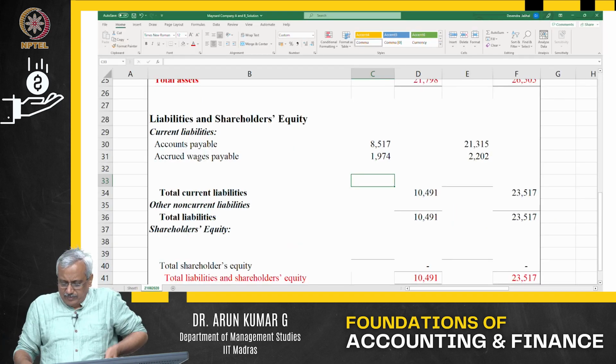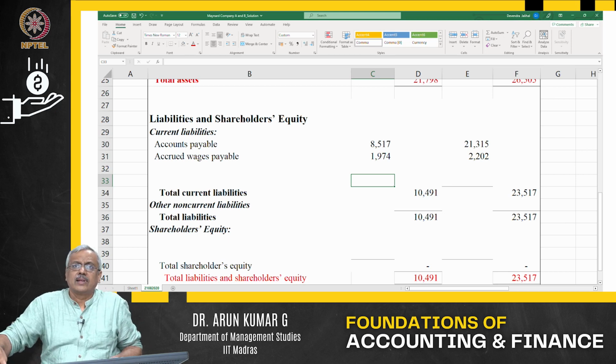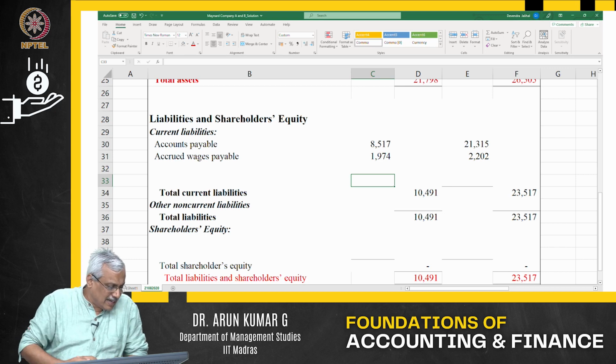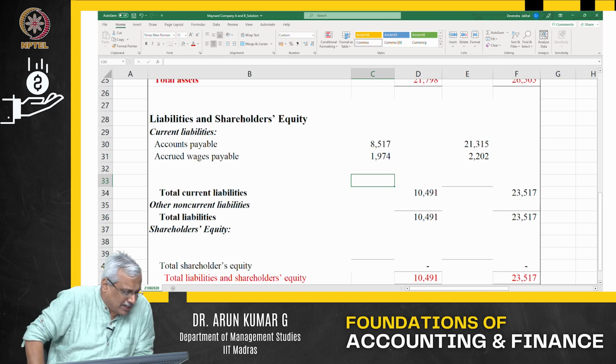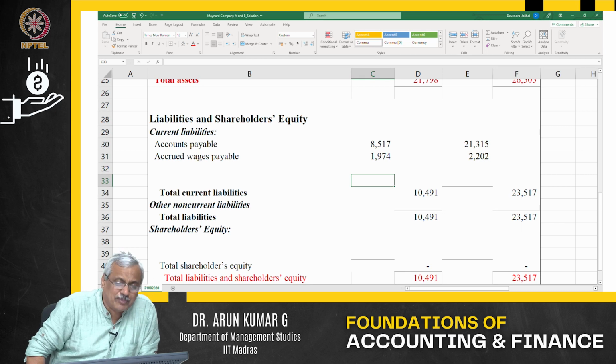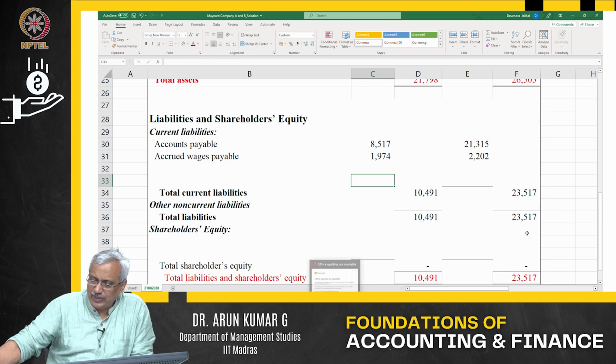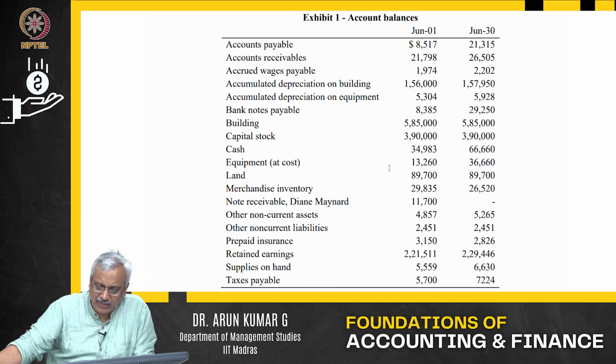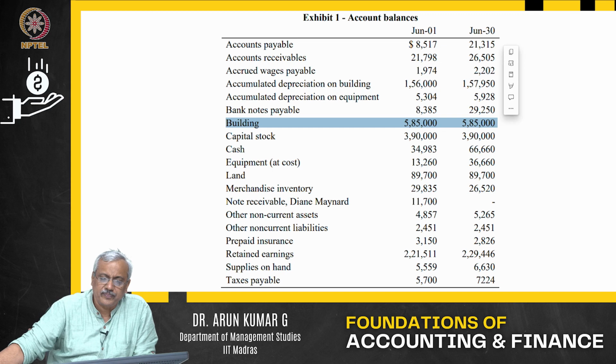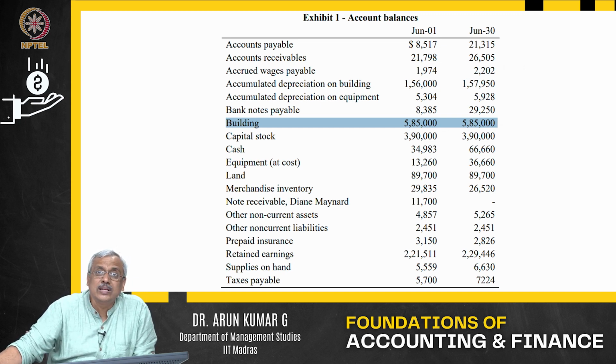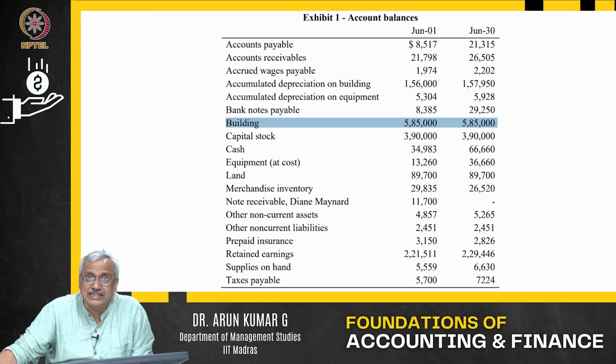Now, coming back here, I am just going to get my keyboard again. In this case, accumulated depreciation on building, accumulated depreciation on equipment. For that, I need to know what is the building value. There is building out there, bank notes we will leave it. Building, you see on both 1st of June as well as 30th of June, the value of the building is the same, 585,000. That is building at cost, at the original value, at the purchase value.